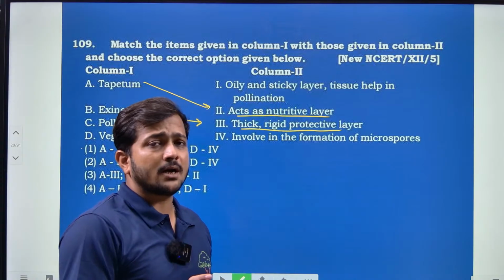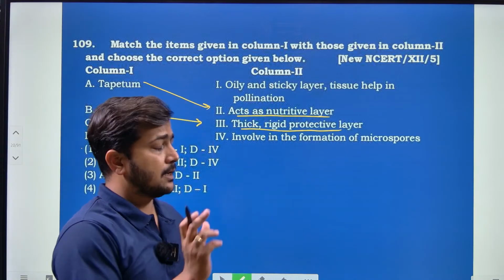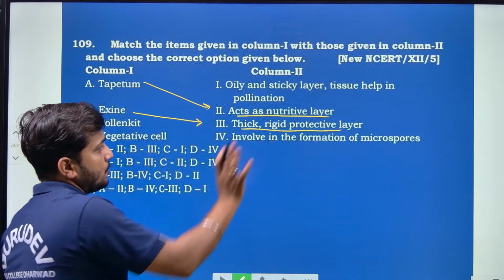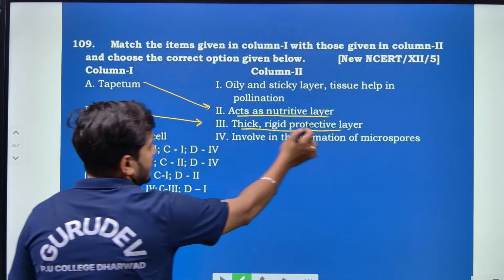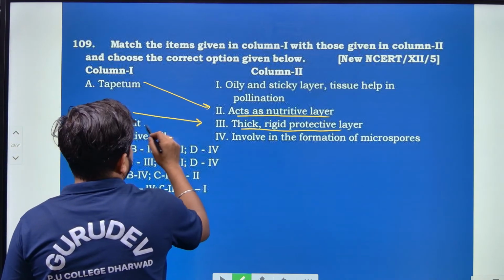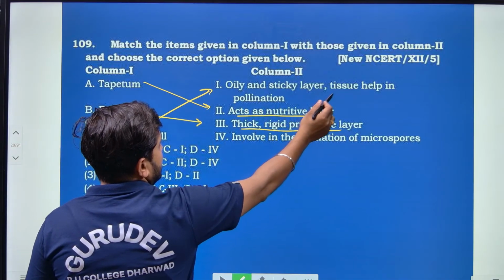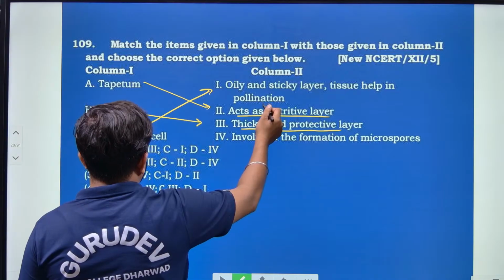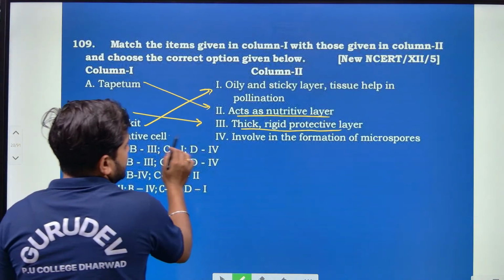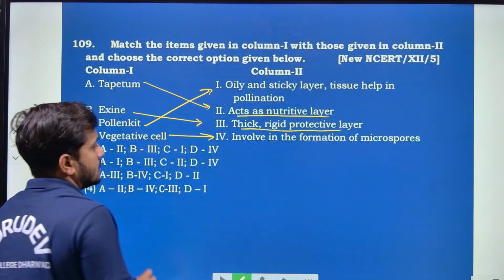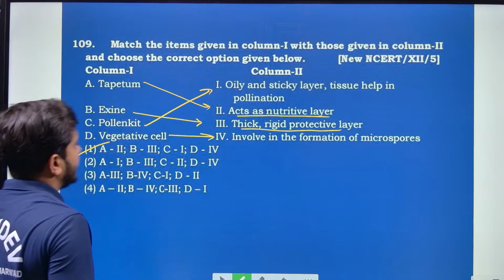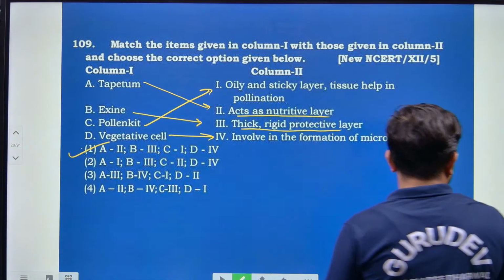But it is not a continuous layer. At a particular aperture, it forms a germ pore, and at the germ pore there will not be any sporopollenin. But the exine is a thick rigid protective layer. Then the pollen kit is the oily and sticky layer, which helps in pollination. Then the vegetative cell is involved in the formation of microspores. So option 1 is correct here.